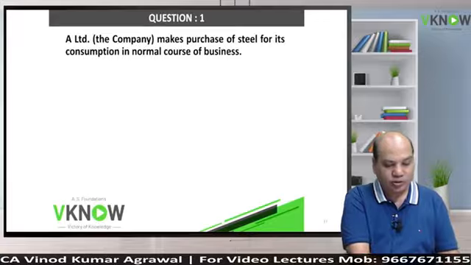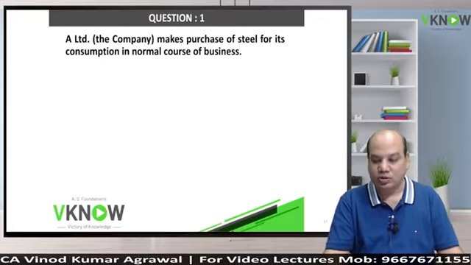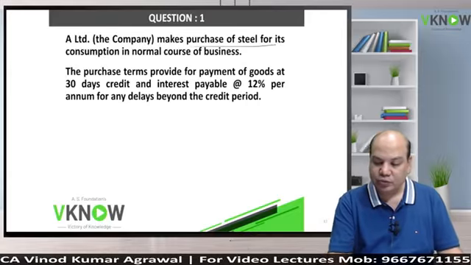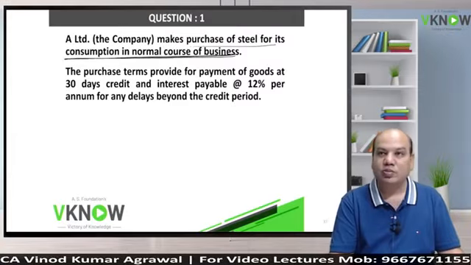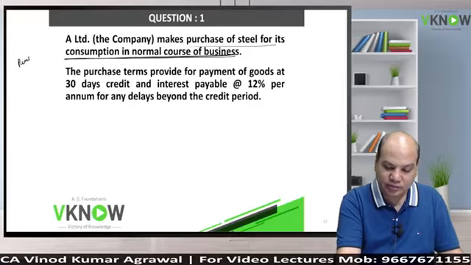I have taken some of the most important questions. We will discuss the concept and 1 or 2 examples on the concept. Question number 1 says, A Limited makes purchase of steel for its consumption in the normal course of business. Entry: purchase account debit to trade payable.